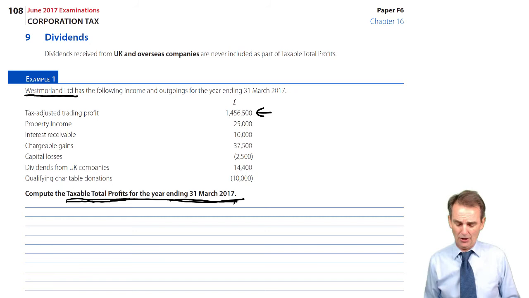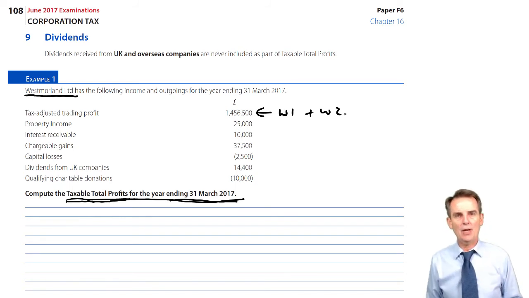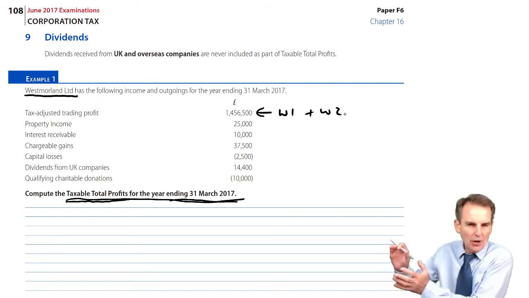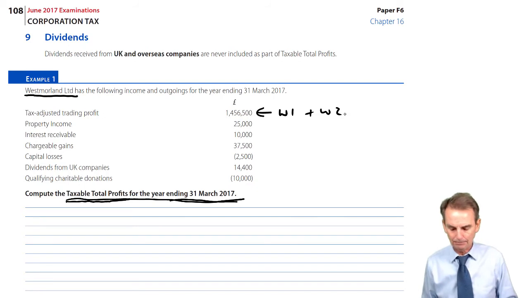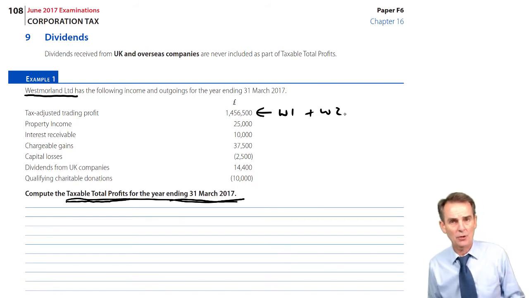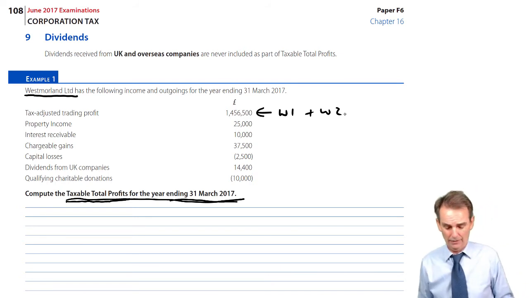First figure to include: tax adjusted trading profit. That is probably going to require both working 1 and working 2, the adjustment of profit statement and the capital allowances computation. So a lot of work could be going in there. If we get a corporate tax computation as one of our two 15-mark section C questions, rather than some specialised area of corporate tax, which we'll talk about later, then the majority of the marks are probably going to be given over to the adjustment of profit and capital allowance computations. Up to maybe 10 of the 15 marks available could be in deriving that one figure.